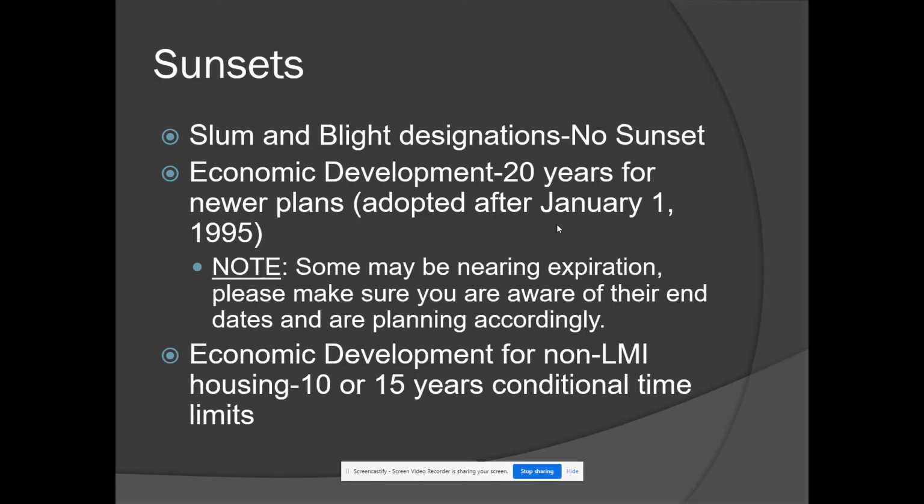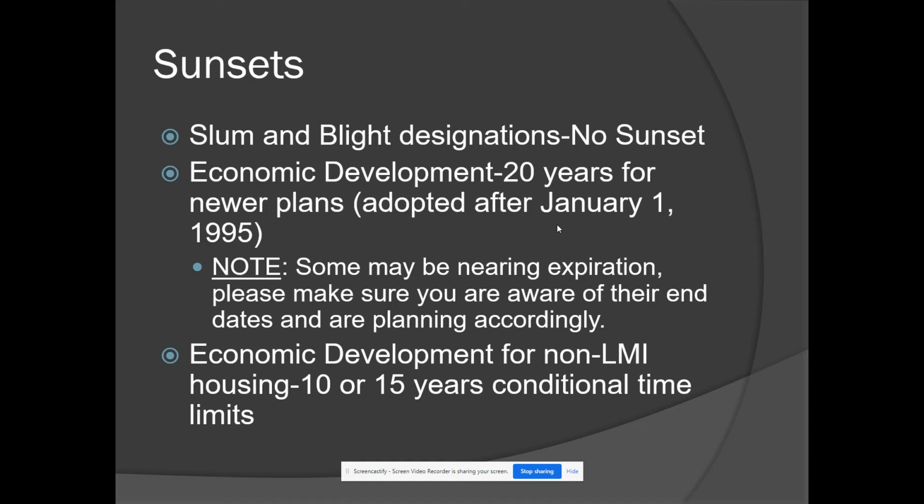So, sunsets or end dates. Slum and blight designations have no statutory end date, no statutory sunset. Economic development plans would get 20 years of TIF revenue for newer plans, meaning anything adopted after January 1 of 1995. So most plans that are still on the books would be 20-year plans, right? Unless they're significantly older and still in place.